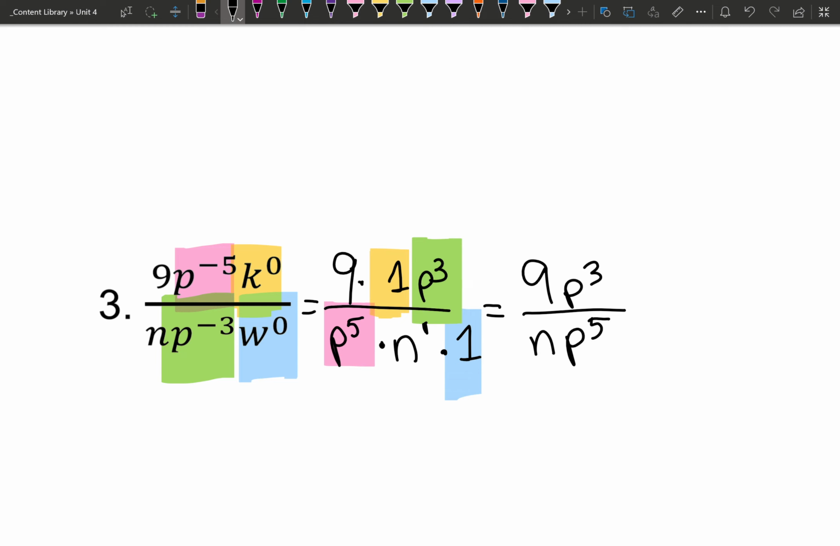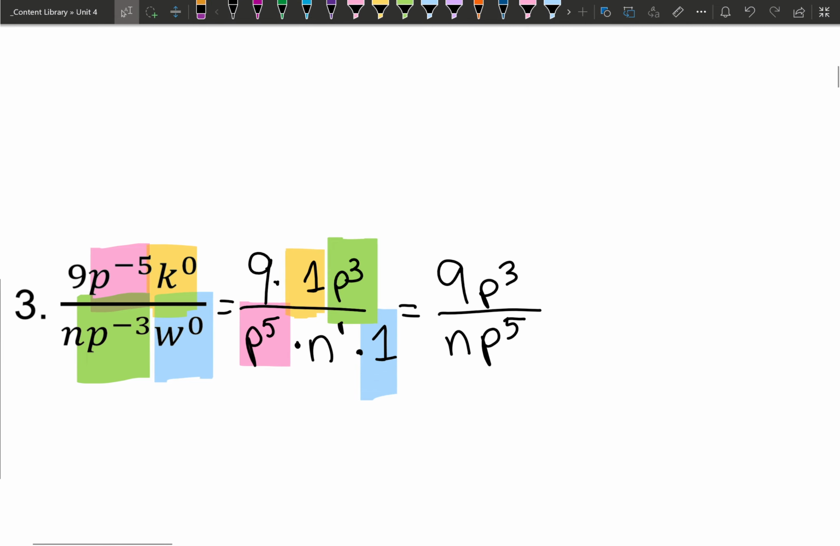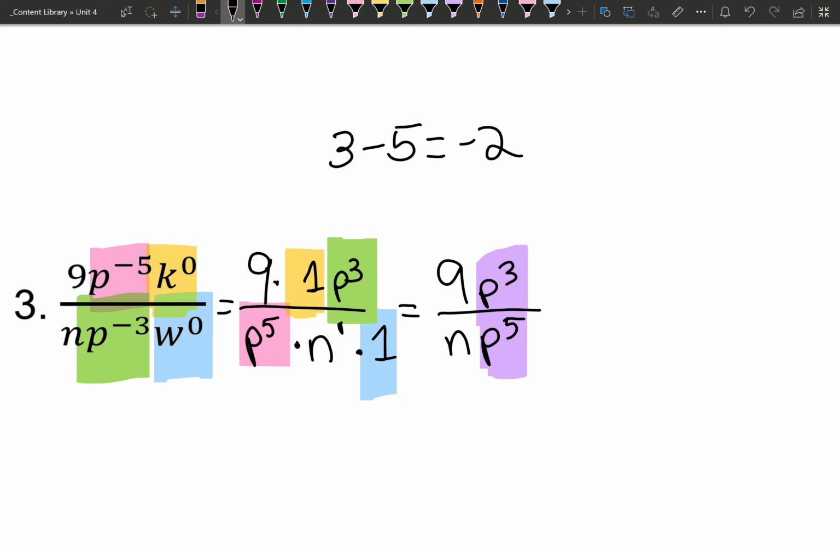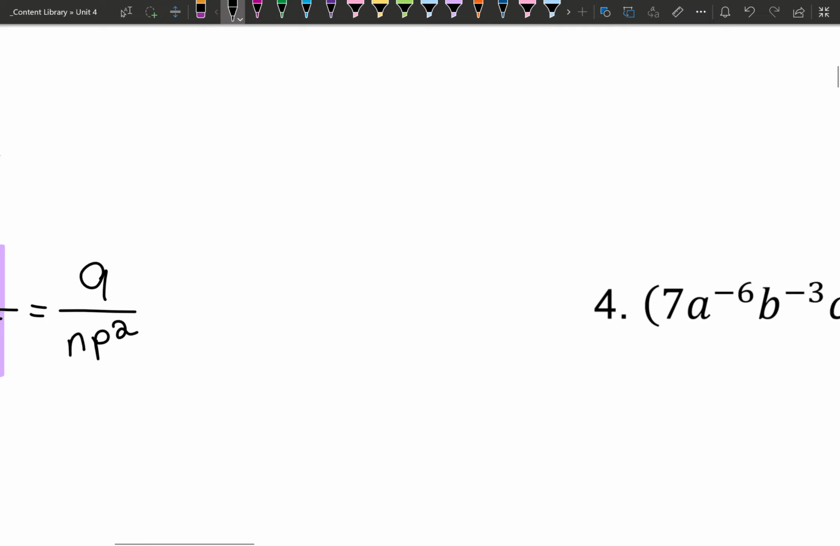Okay. Now, I have one last step. The step is that I notice that my p's exist on top and bottom. So we're going to use the quotient rule. The quotient rule means we're going to subtract those exponents. So we're going to do 3 minus 5. That's negative 2, which means our power belongs on the bottom as a positive 2. So 9 stays up top, and n, p to the positive 2, goes on the bottom.